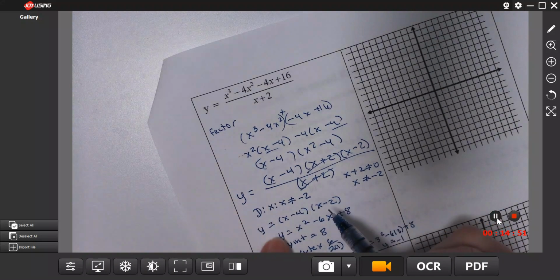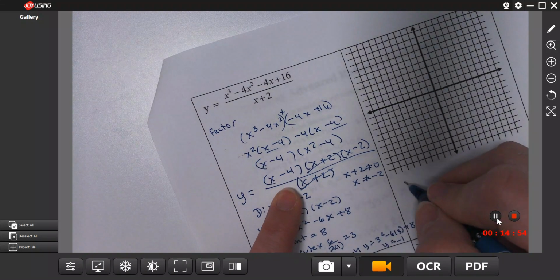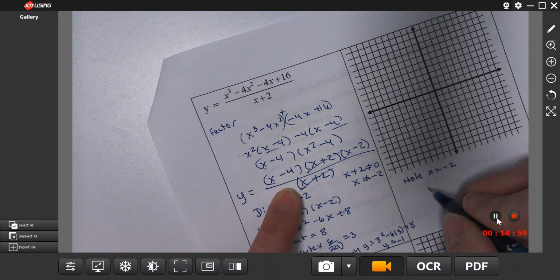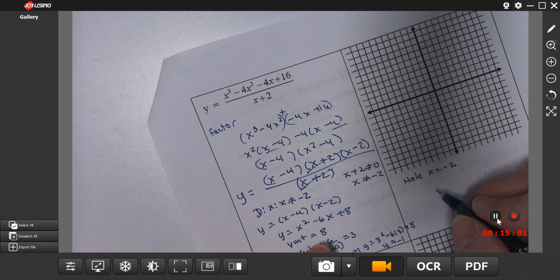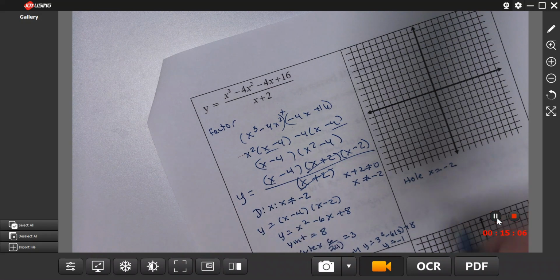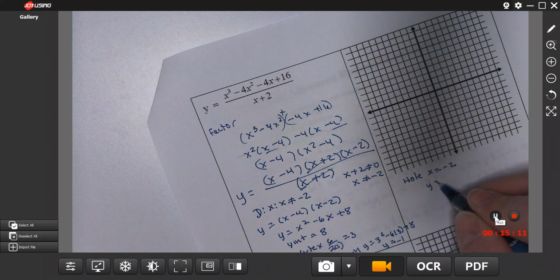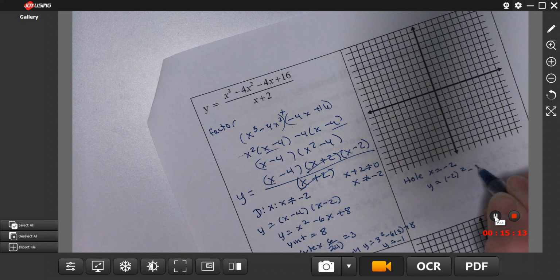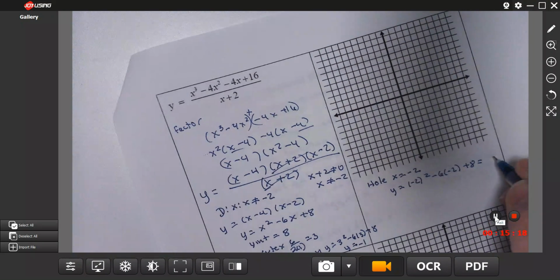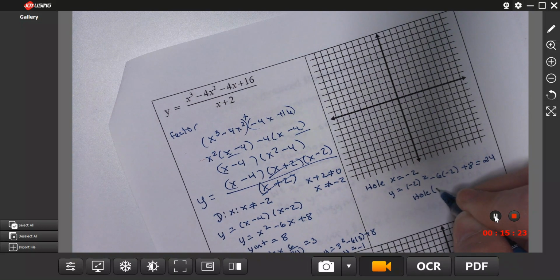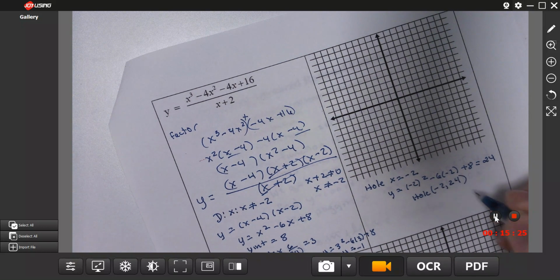And then I have to check for my removable discontinuity here, so my hole. So my hole occurred when x was negative 2. So I plug the negative 2 into the simplified version. So that would be negative 2 squared minus 6 times negative 2 plus 8. And that turns out to be positive 24. So my hole is at negative 2, 24.